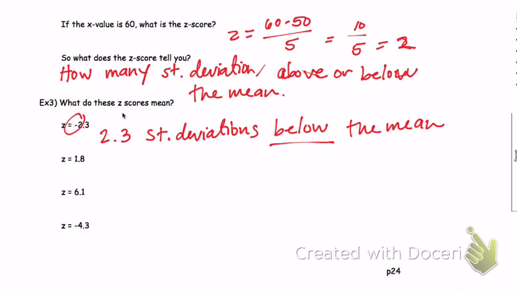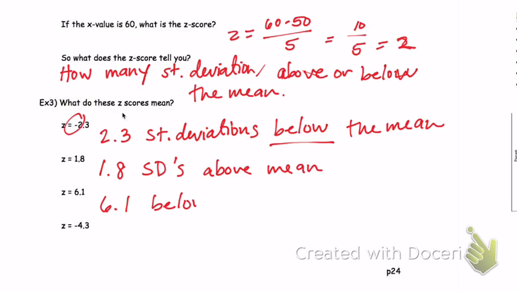And then a positive 1.8 would be 1.8 standard deviations, I'm just going to abbreviate that to be SD, above the mean. And then .1 below, or above, sorry, it's positive, above, and then 4.3 below.